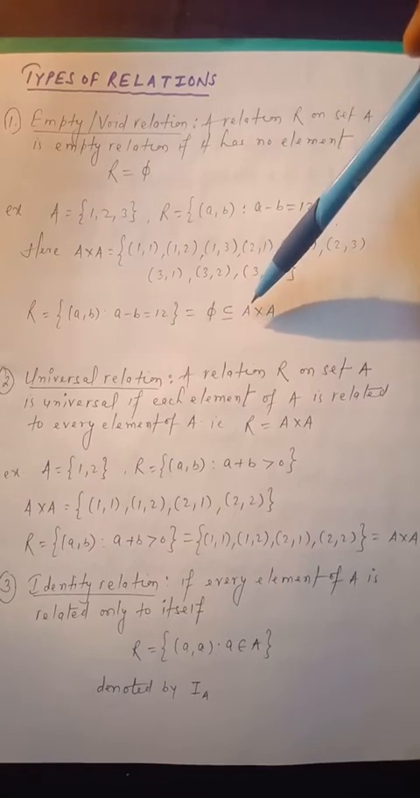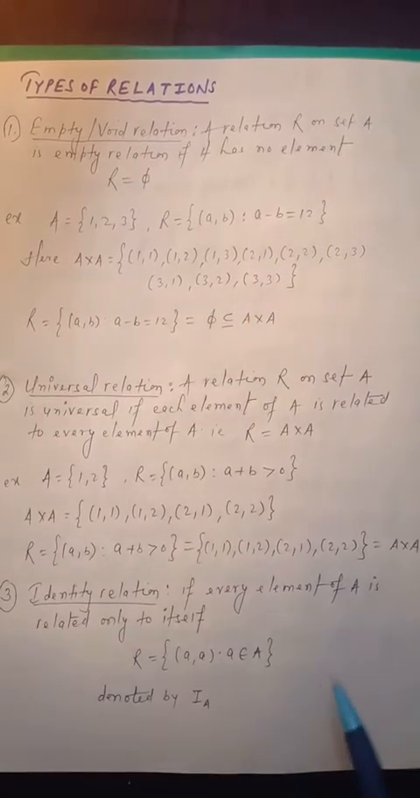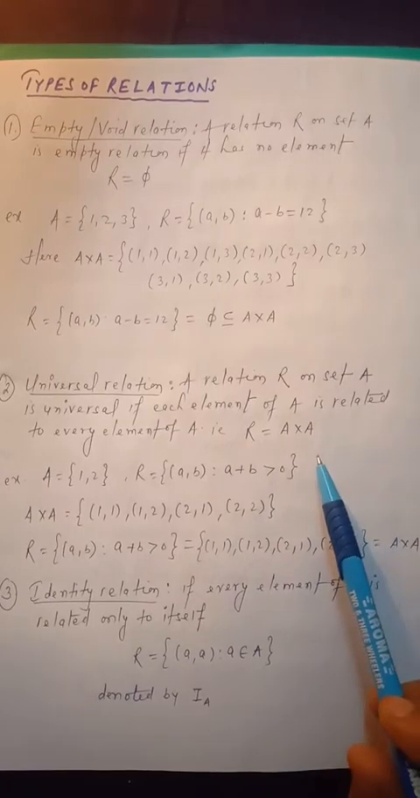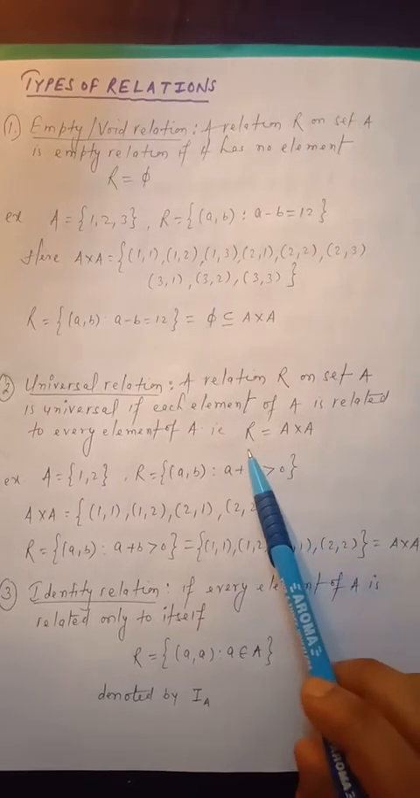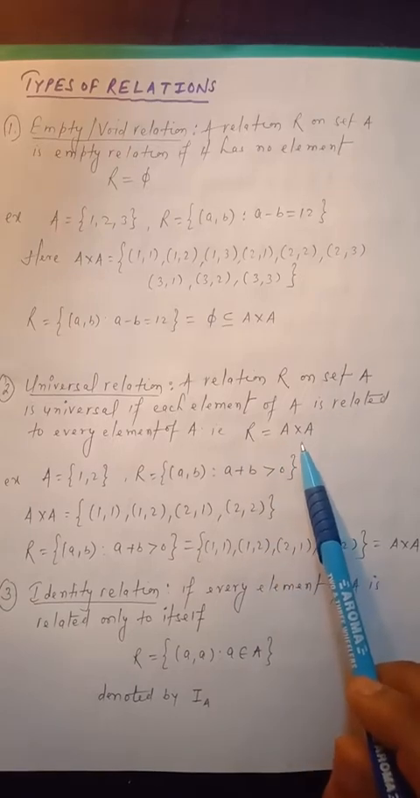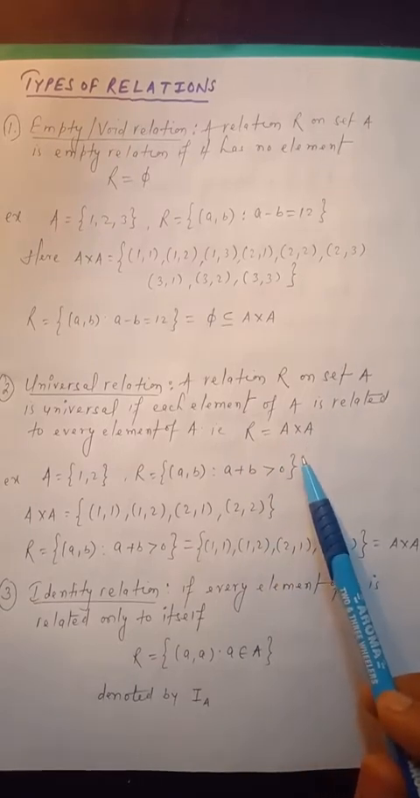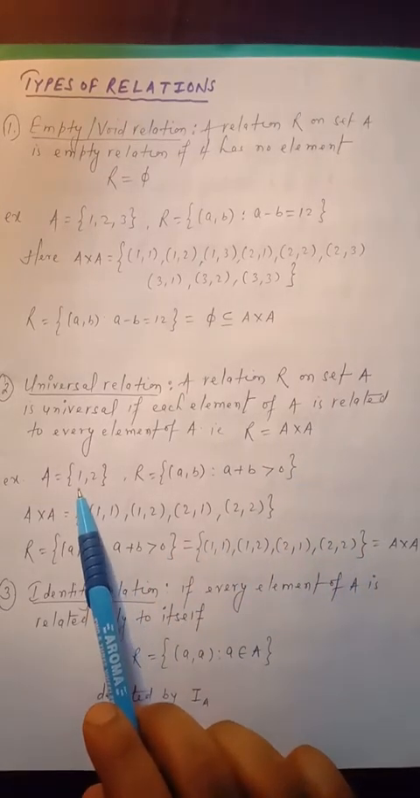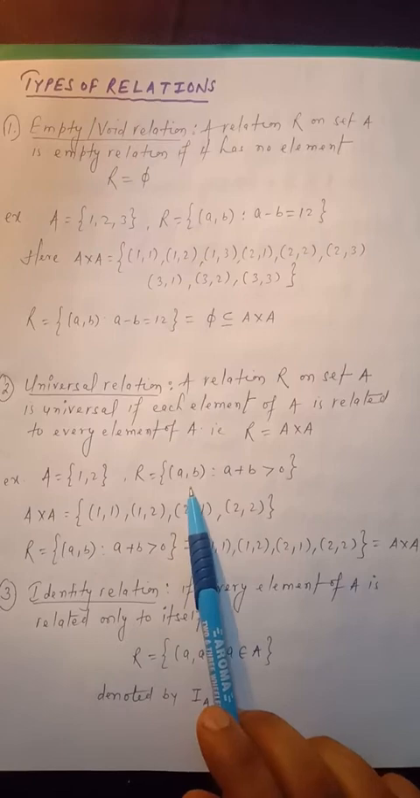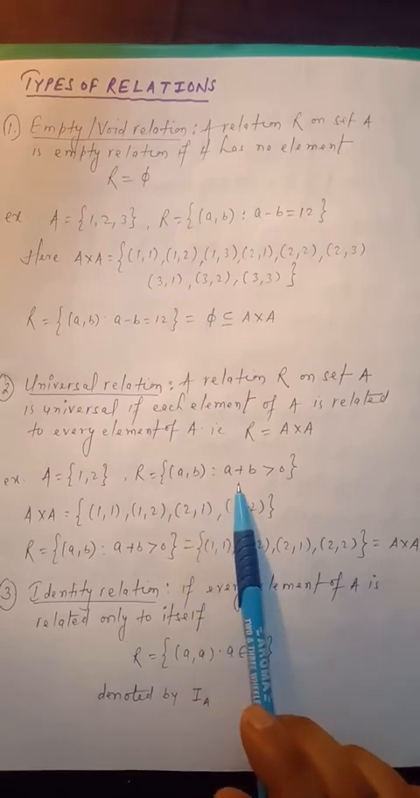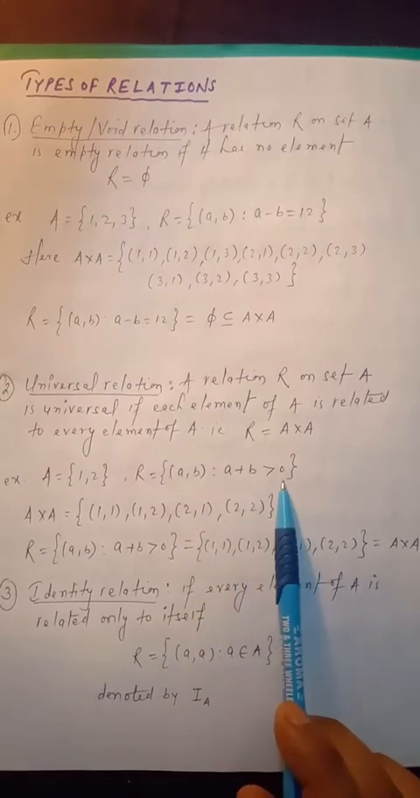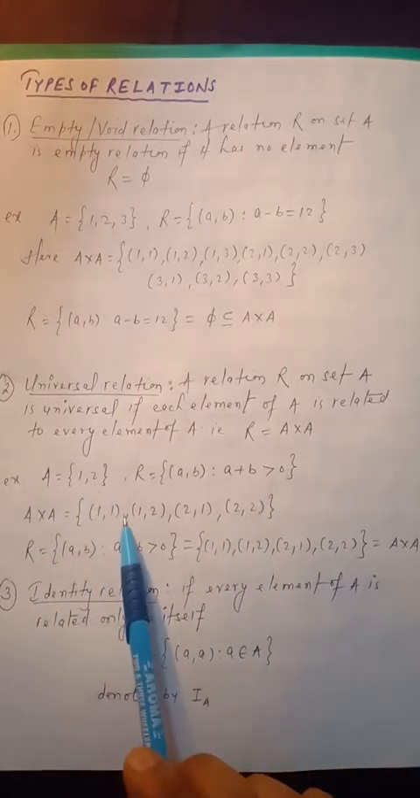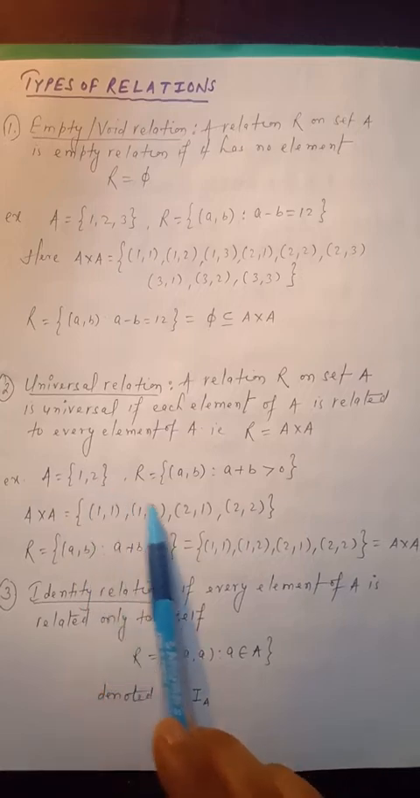There are more examples. Second is the universal relation, and in a universal relation, when the relation is equal to A cross A, we will say it is a universal relation. And here just take an example. A is the set {1, 2} and R is a relation (a, b) such that the sum of a and b is greater than 0. So obviously A cross A will be (1, 1), (1, 2) and (2, 1), (2, 2).